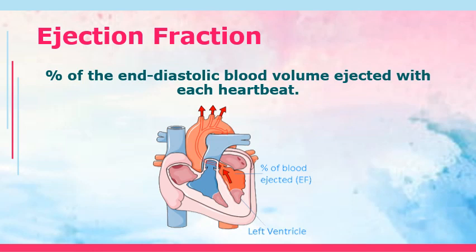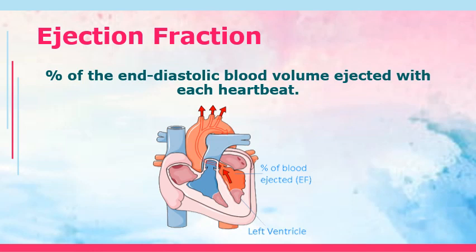Then we have the term ejection fraction. If you have undergone an echo, you might have heard of the term ejection fraction. Your ejection fraction is usually measured through a diagnostic study such as your 2D echo. So for your ejection fraction, it is the percent of the end diastolic blood volume ejected with each heartbeat. Meaning, if there is 100% of blood present inside your ventricles, your ejection fraction would answer the question, how many percent of this blood will go towards your system? Okay, the amount of blood or percent of blood ejected by each heartbeat.